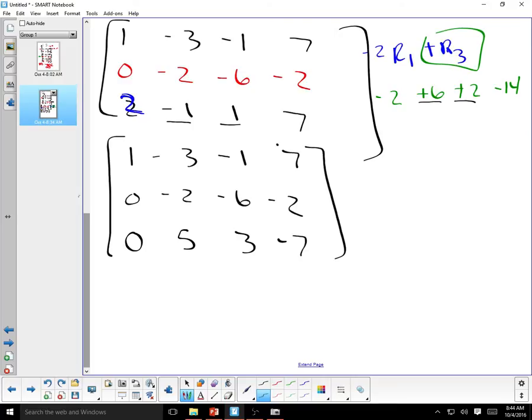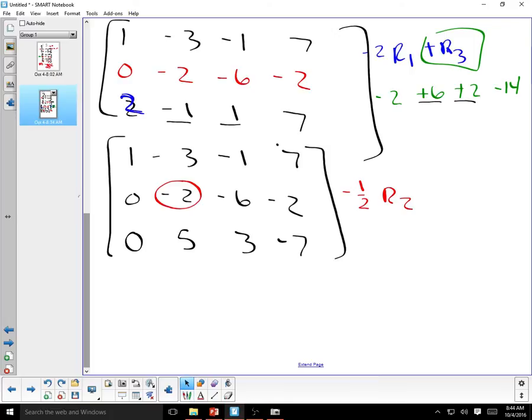But is that completed? Do we have row echelon form? No. What we need to do now is make this number a 1. And that's not the hard part. Making numbers 1 is easy, because what do I do? I multiply by their reciprocal. It's just that simple. We're restricted to what we can do with them. So all I need to do to row 2 is multiply it by negative 1/2. Right? That's all I would need to do.